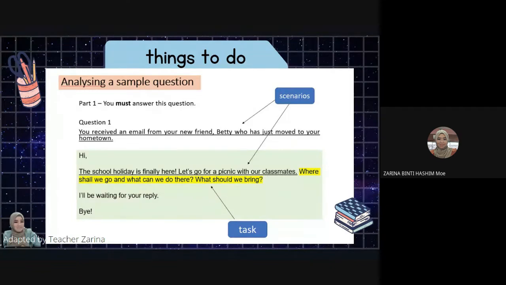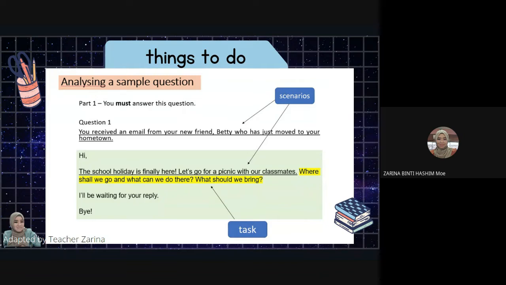Part 1, you must answer this question. This is an obligatory question, meaning you cannot choose. Let's say question number 1: you receive an email from your new friend Betty, who has just moved to your hometown. Let's say this is your scenario or your situation. So what does your friend say?